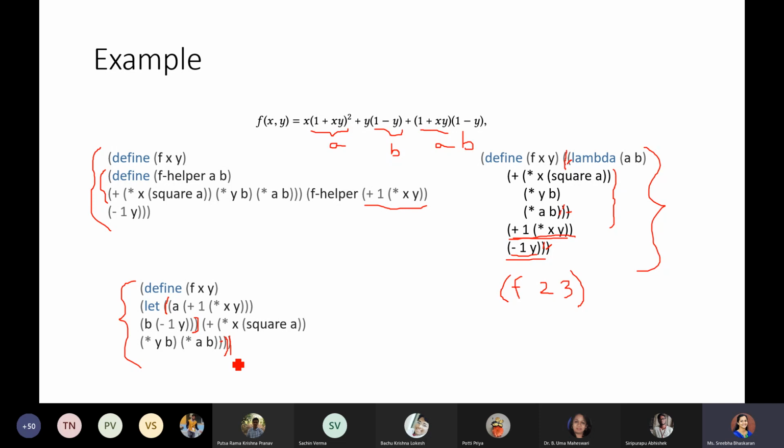So here also, when you are calling this f of 2, 3, what happens? It will have the let. So let, what it does, it defines the a variable, it defines the b variable, then this body will be executed. So you can define a procedure by giving some name like a sub procedure like f helper, or you can define a procedure by using lambda, or you can define a procedure by using let also. So based on the situation, based on the application where you are using it, you can use it accordingly. Okay, so one procedure can be written in any of these 3 ways.